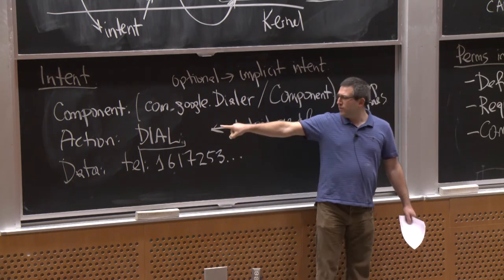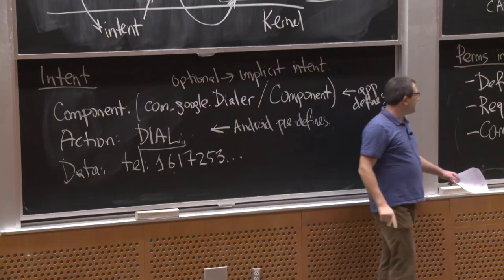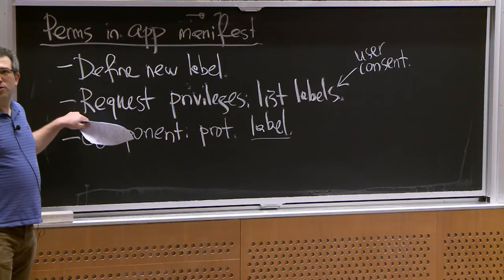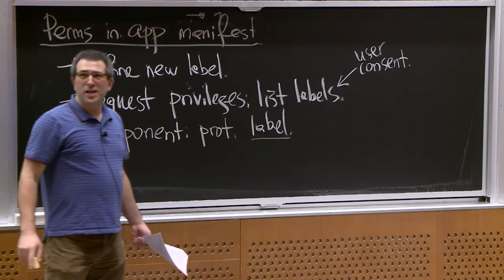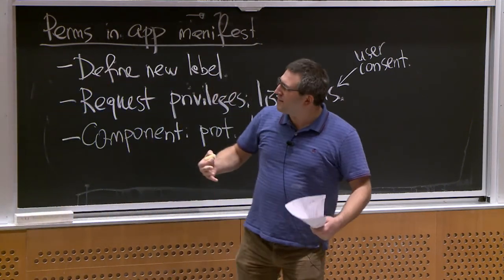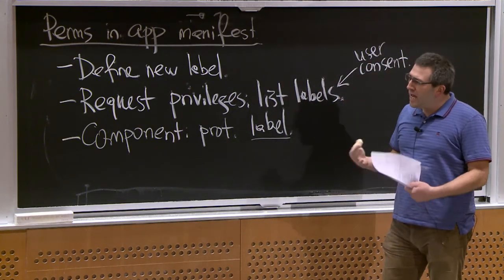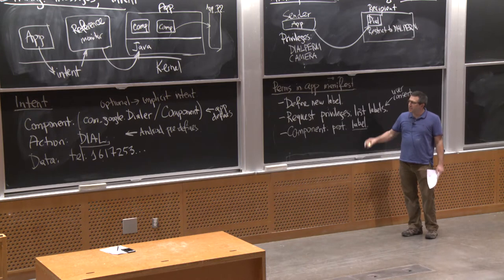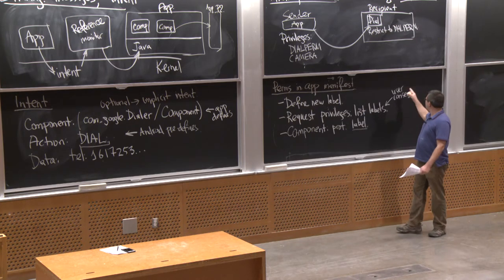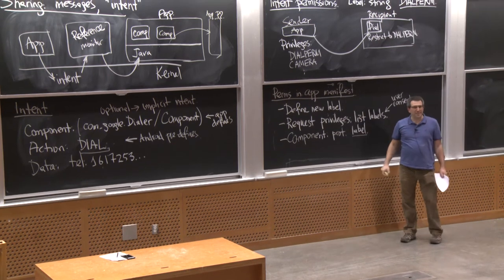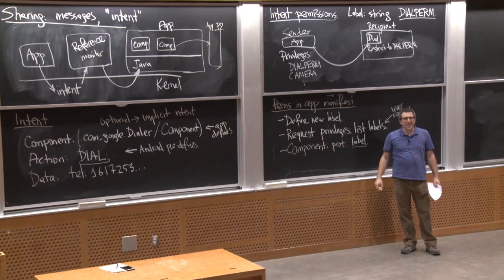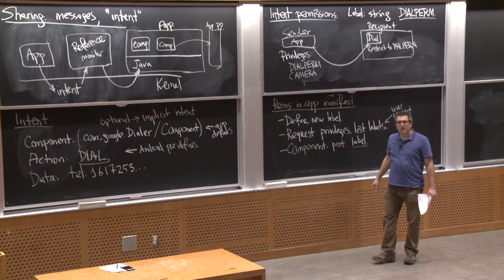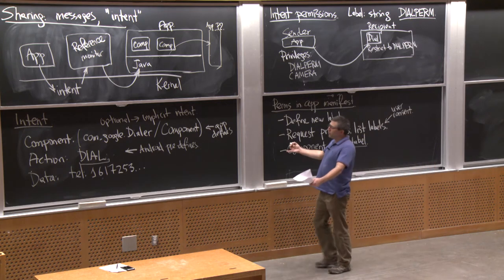So you have to agree on this string and the string you stick in your privilege list in the manifest to ask for it. For both these cases, the reason this works out okay in practice is that the Android guys have a long list of standard action strings and standard permission labels that help apps agree. Question?